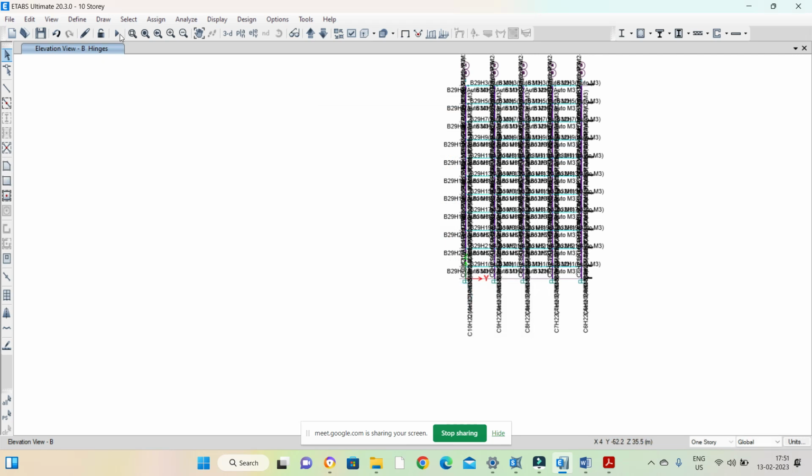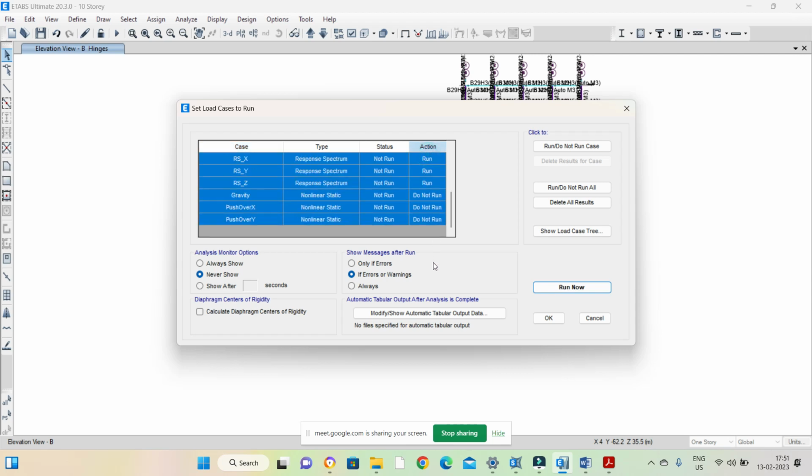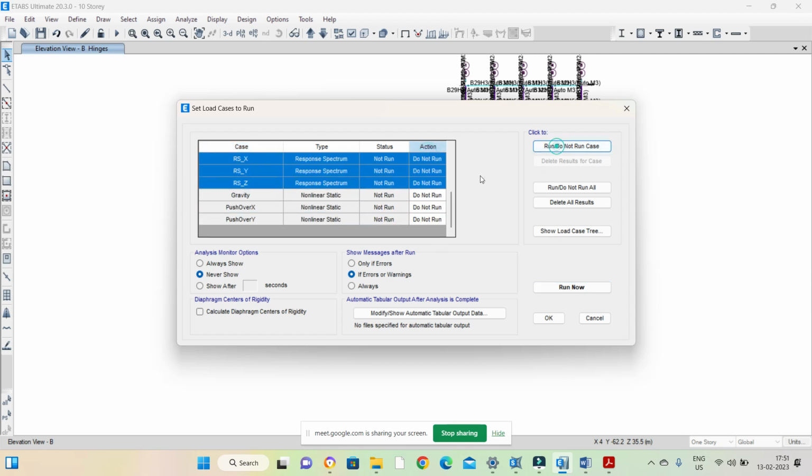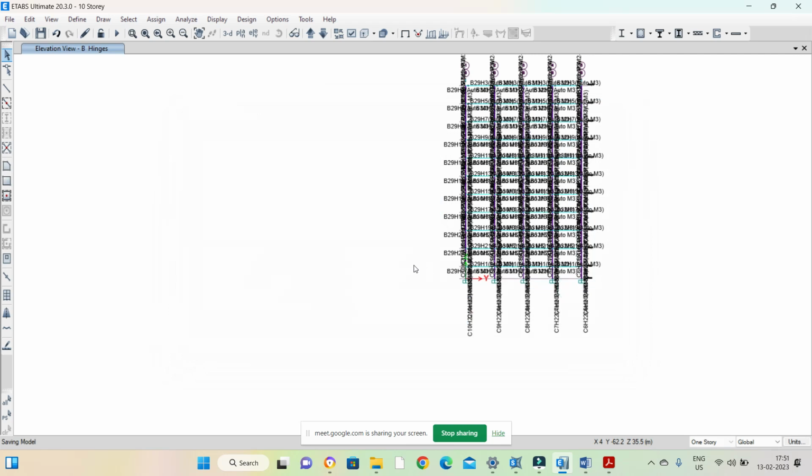Now let us run one pushover. These things I will not run again, this is already done. I'll run gravity and pushover X, run these two. Let us see what we get.